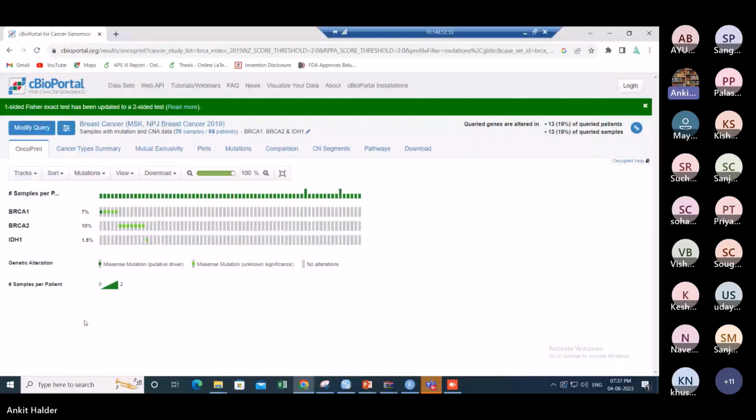Okay, so here we can find the missense mutations. You can see it is in 7%, 10%, and just 1%. And you can find where the mutation is, for example Y to C, where the Y at position 42 has changed to C, and everything.